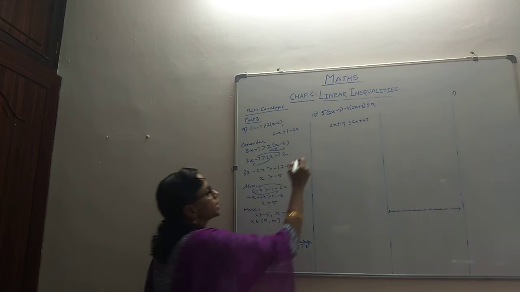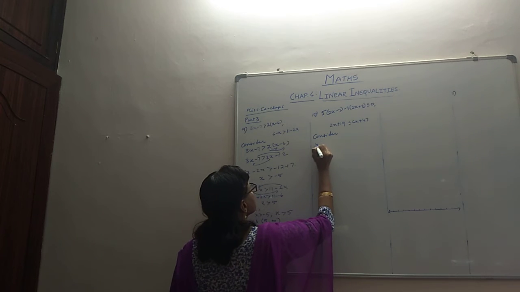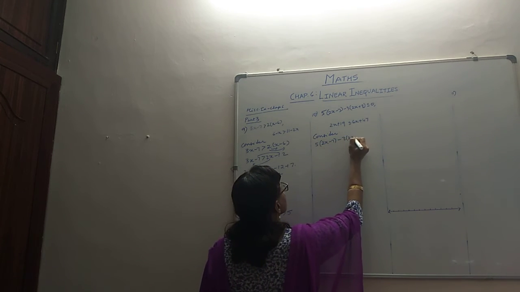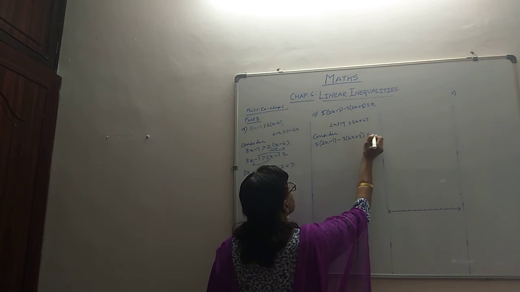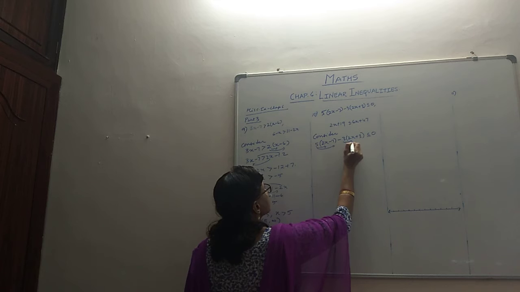Here also we have got two parts. So let's consider the first part. It's a relatively long part. So let's take the part as such. First part, 5 times 2x minus 7 minus 3 times 2x plus 3 is less than or equal to 0. Let's open up both these brackets and see what happens.